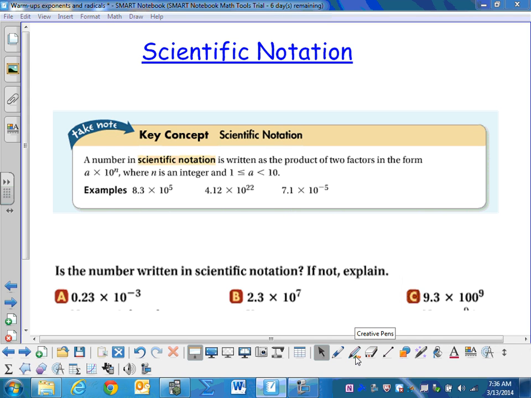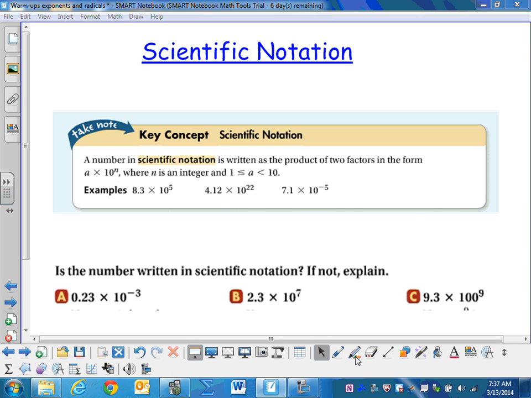Scientific notation. A number in scientific notation is written as the product of two factors in the form of a times 10 to the n, where n is an integer and 1 is less than or equal to a and a is less than 10. Examples include 8.3 times 10 to the 5th, 4.12 times 10 to the 22nd, and 7.1 times 10 to the negative 5.